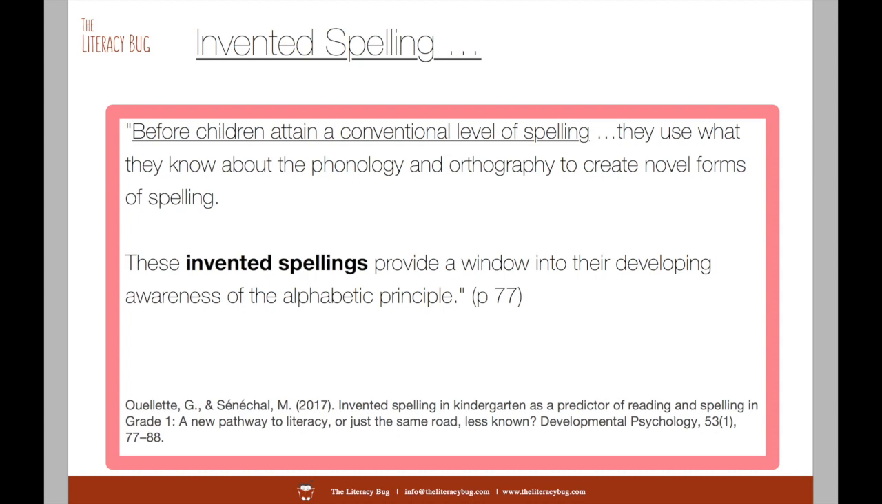So before children attain a conventional level of spelling, they use what they know about the phonology and orthography of English to create novel spellings of words. And we almost want them to take risks, because the more that they take risks, the more that they learn about those patterns. So these invented spellings provide a window into their developing awareness of the alphabetic principle.